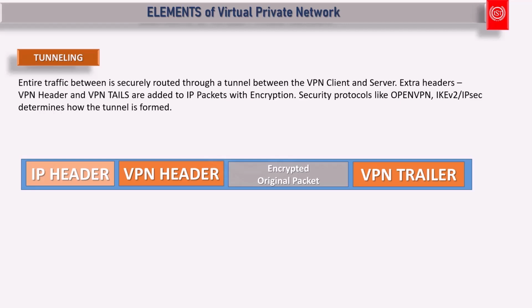And as you have seen, security protocols like OpenVPN, IKE, IPsec determine how the tunnel is formed. So this is the original encrypted packet which has a VPN header and a VPN trailer, and an IP header is added. So that makes the tunnel. It means that encrypted data is inside the VPN tunnel.